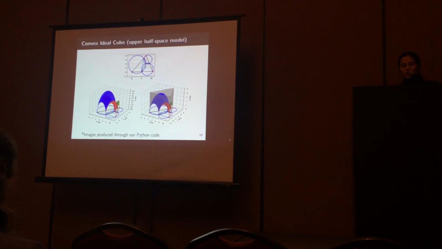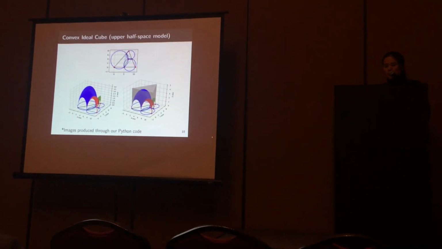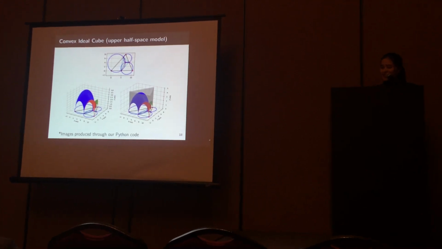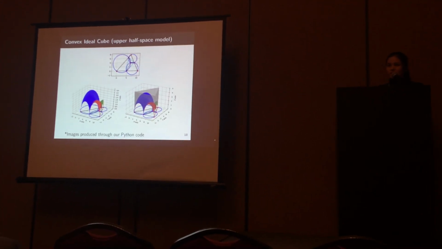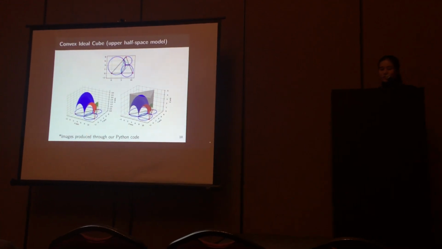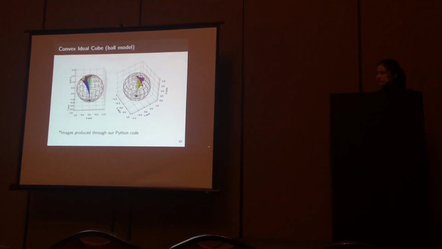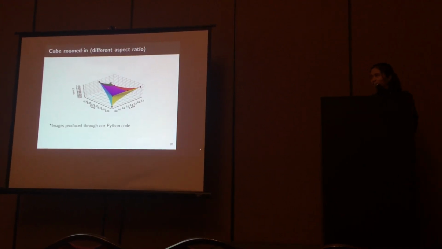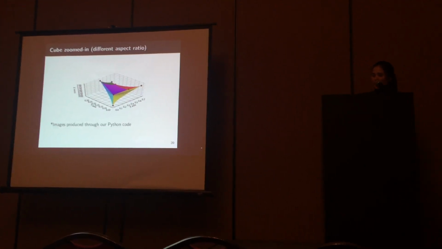Then we wrote Python code from scratch to visualize the convex ideal cube that has those internal dihedral angles. This is in the upper half space model. And the same cube in the ball model looks like this. And this is zoomed in. It looks a little bit weird because of that aspect ratio.